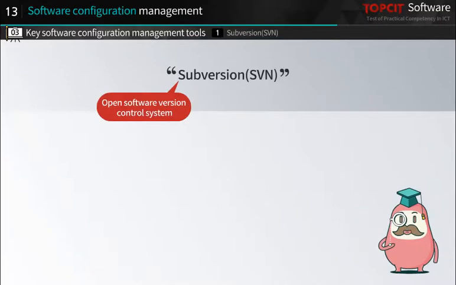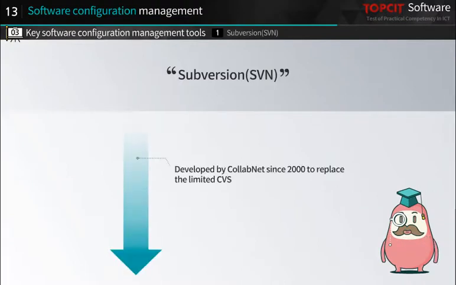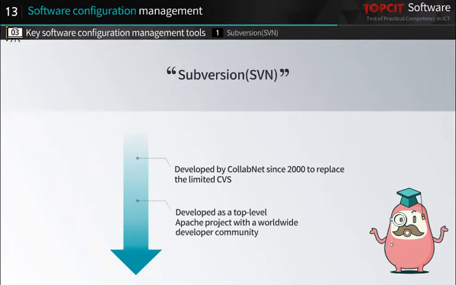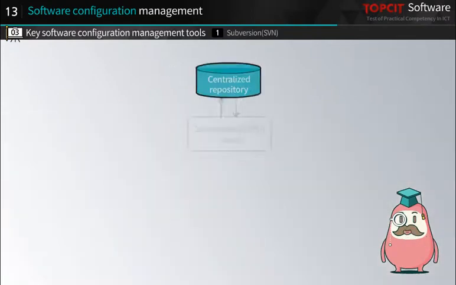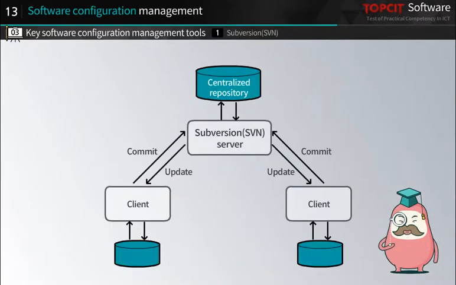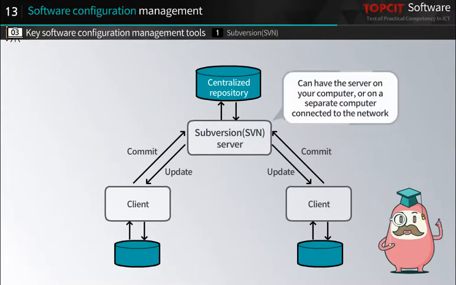Subversion is an open-source version control system, abbreviated as SVN after the commands used in the command line interface. It was developed by CollabNet starting in 2000 to replace the limited CVS, and now it's being developed as a top-level Apache project with a worldwide developer community. Subversion follows the server-client model as shown on the screen. You can have the server on your computer or on a separate computer connected to the network.